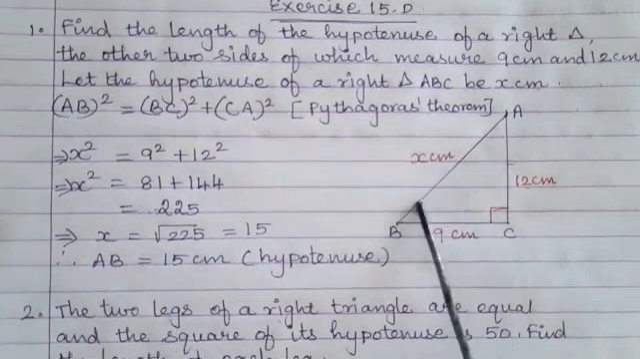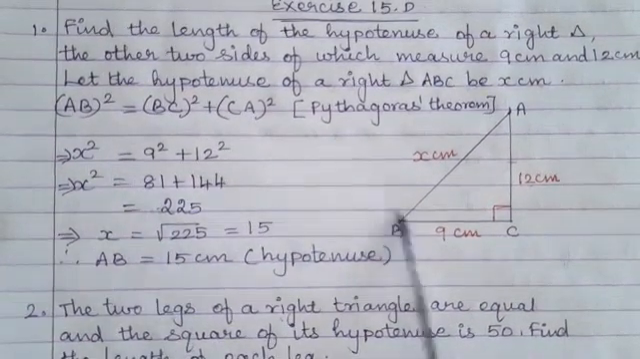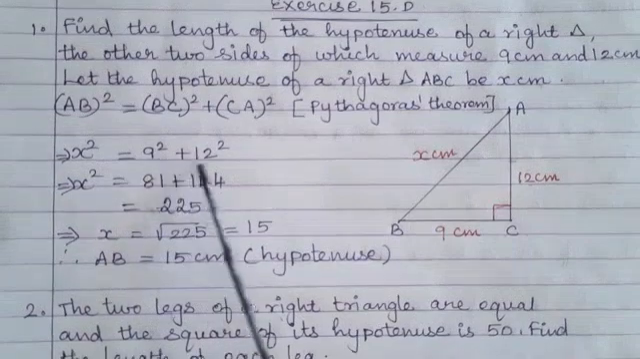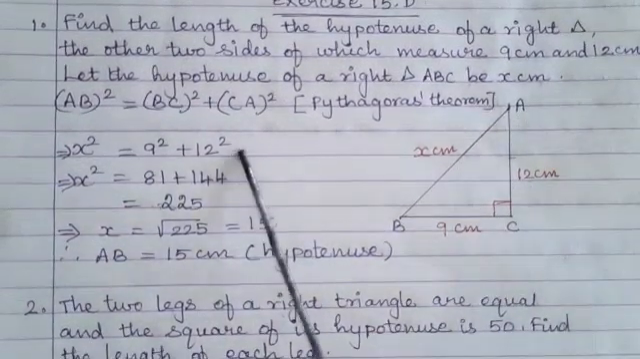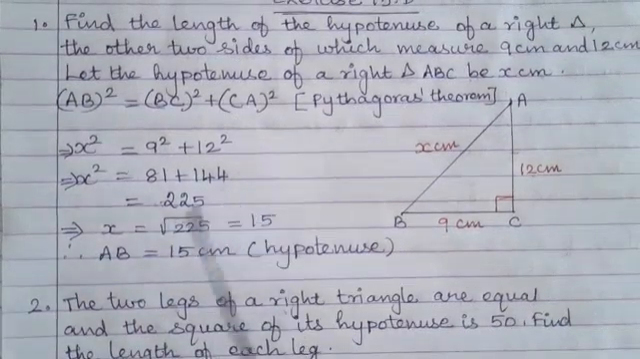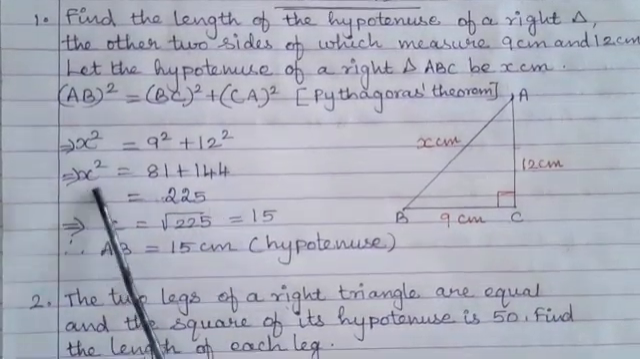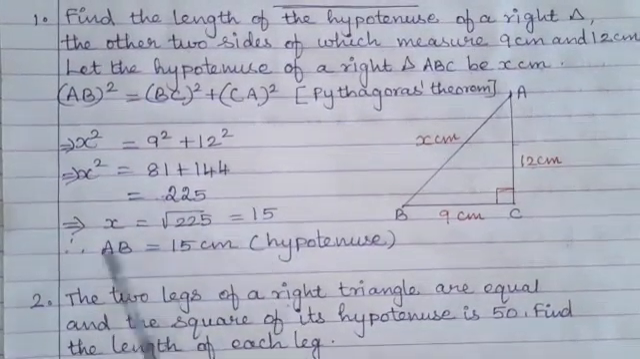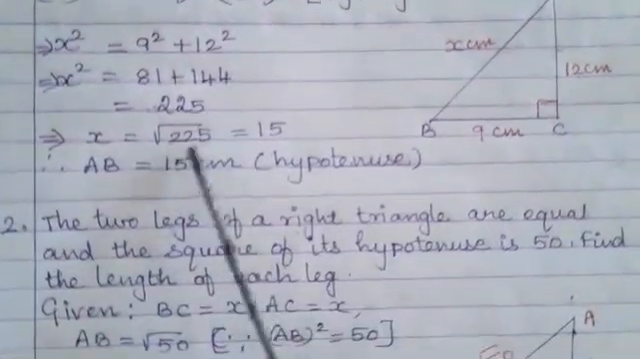So AB equal to x, x squared is equal to BC squared, which is 9 squared, plus CA squared, which is 12 squared. Now 9 squared is 81, 12 squared is 144. If you add it, you will get 225. So x squared equal to 225. Then x is equal to root of 225.